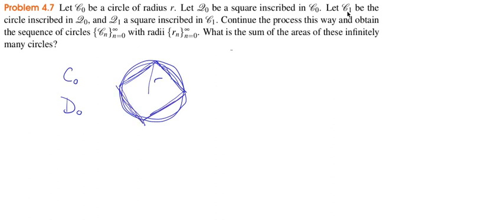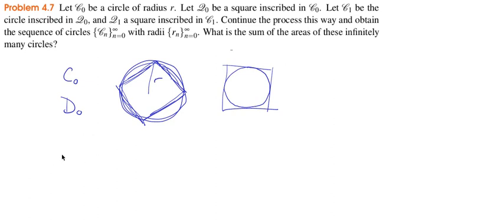And then we inscribe C sub 1, the circle inscribed in S sub 0, for instance. So we have this square, we inscribe a circle, and inside the circle we inscribe another square, and so on and so forth. So we obtain a sequence of circles with radii R_n, with n from 0 to infinity. So what's the sum of the areas of these infinitely many circles?